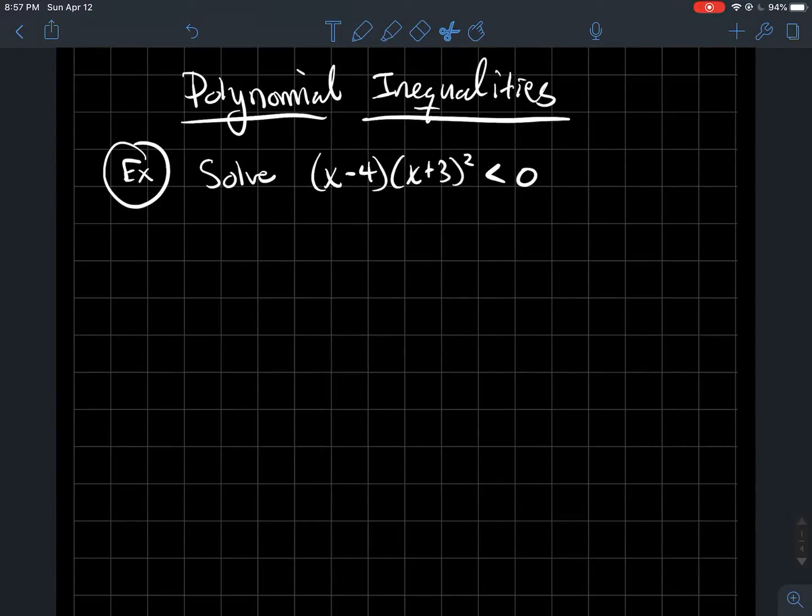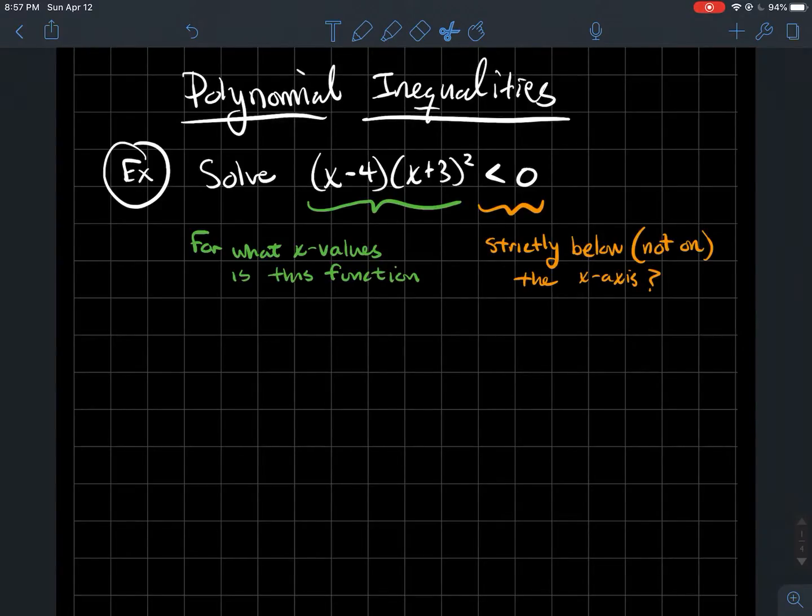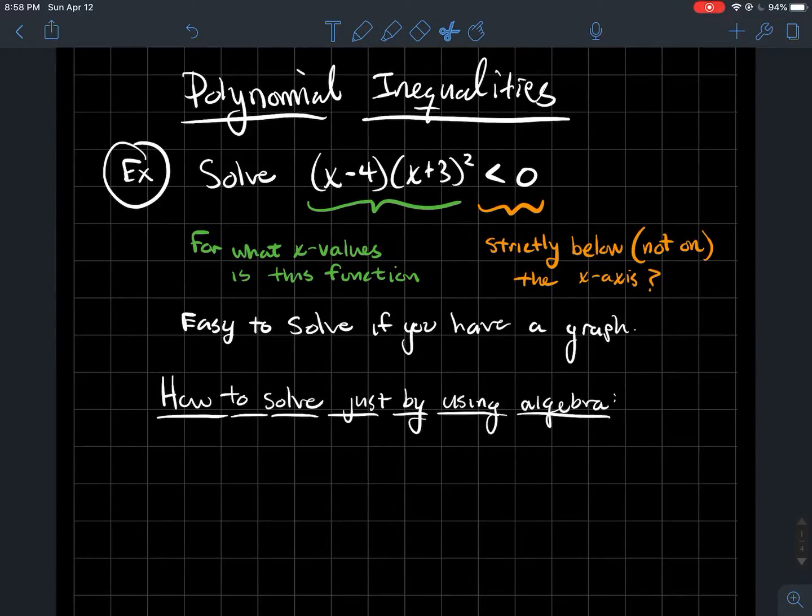So what is one way to think about what that's asking? Well, on the left side is the polynomial, and what we're asking is for what x values is this polynomial, and that inequality is telling me to look strictly below the x-axis. In other words, where is the graph of the function on the left below the x-axis? If you had a way to graph that thing in green on the left, then that might be pretty easy to answer just by looking at a picture. But what I'll show you is how to do this just by using algebra.